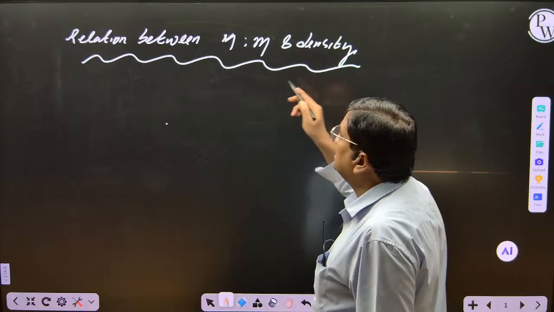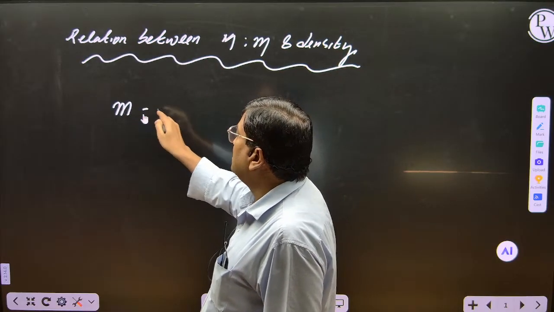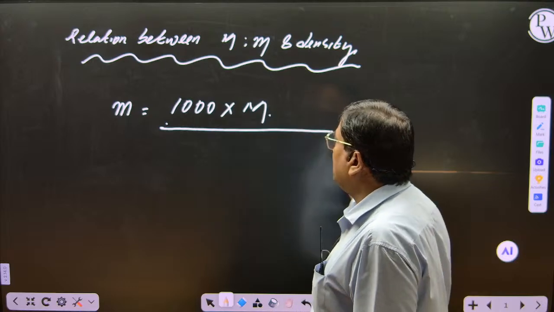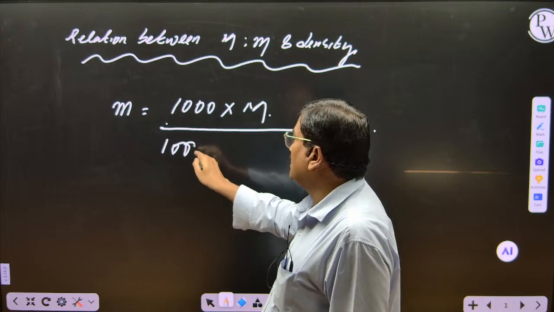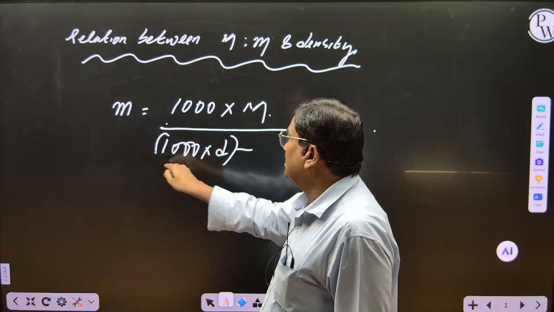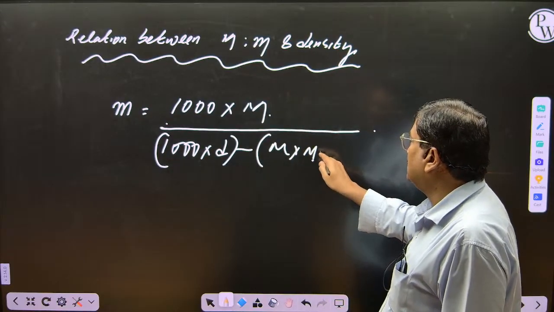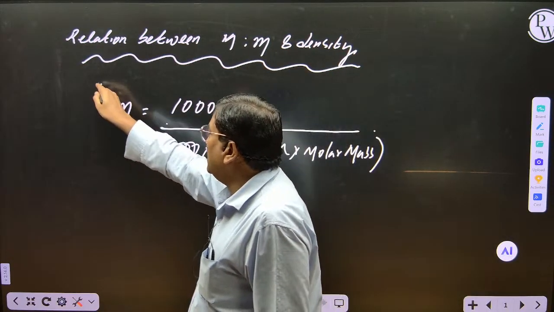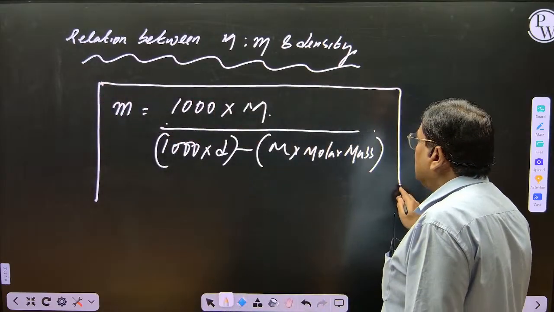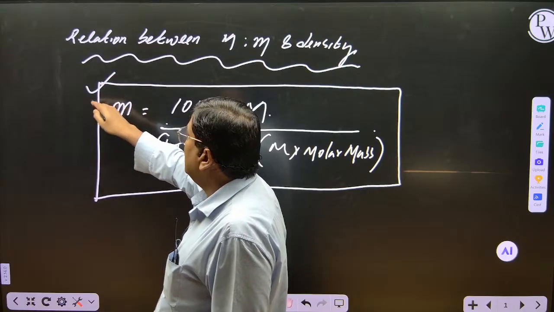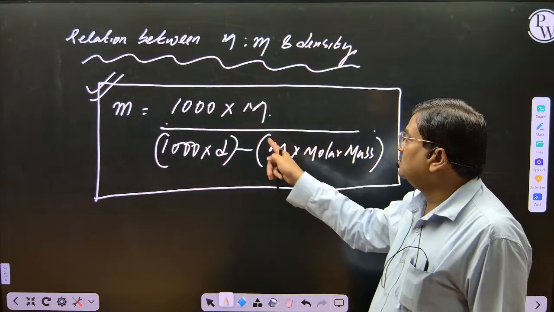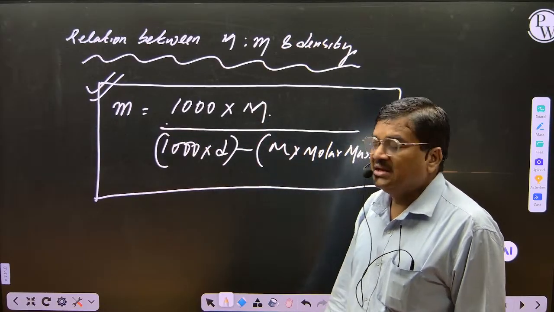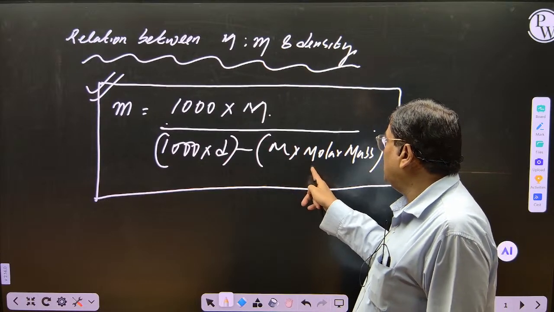What is that relation? See, molality is given by 1000 into molarity, by 1000 into density, minus molarity into molar mass. This is the relation between molarity and density. Write this relation. So in the problem they give you molarity, they give you density, and they ask you to find molality, and this is molarity into molar mass of the substance.